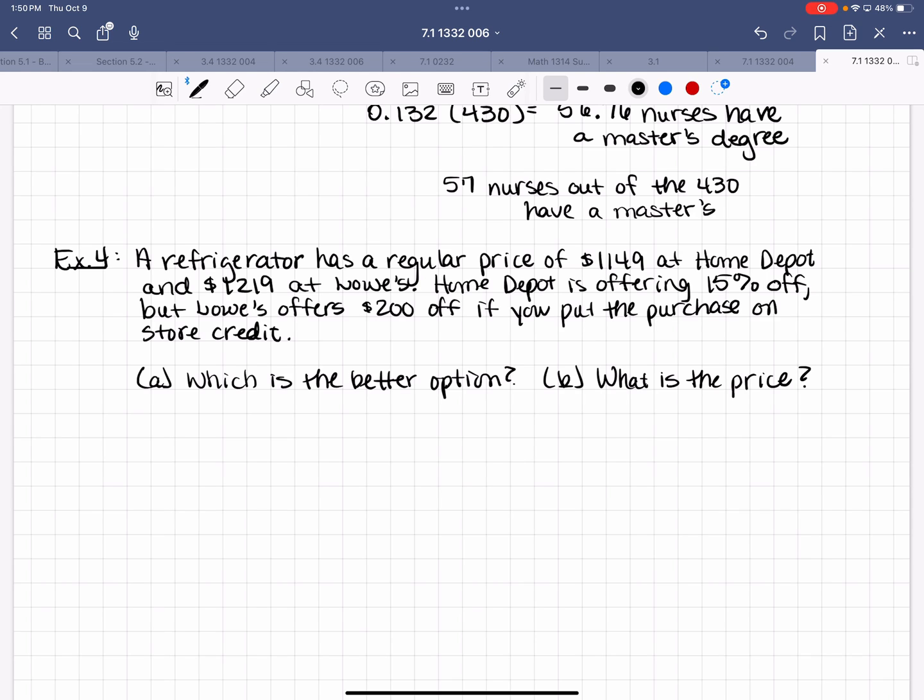Now, there is a C where we calculate the final price when we add that sales tax on there, but we'll get to that in a minute. A and B go naturally together. So we have to figure out which one's the better option. Now, they do not talk to you here about that fine print on that store credit that you're going to get if you take out that credit card at Lowe's. And we will talk about that in just a little bit.